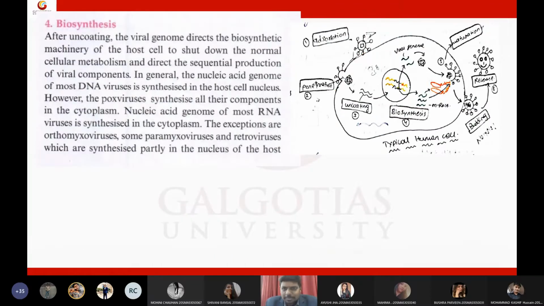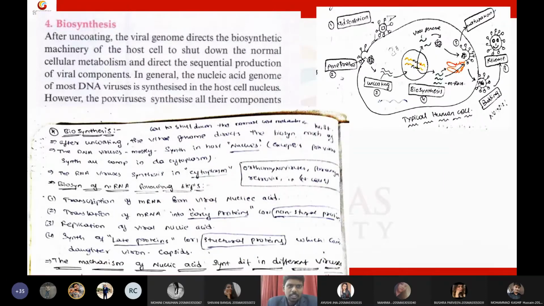Then after that, as usual, DNA will be inserted into the nucleus of the cell, or RNA will be inserted into the cytoplasm of the cell, and that information will be processed to make the proteins. So that is called biosynthesis. So that's it. This is the biosynthesis.